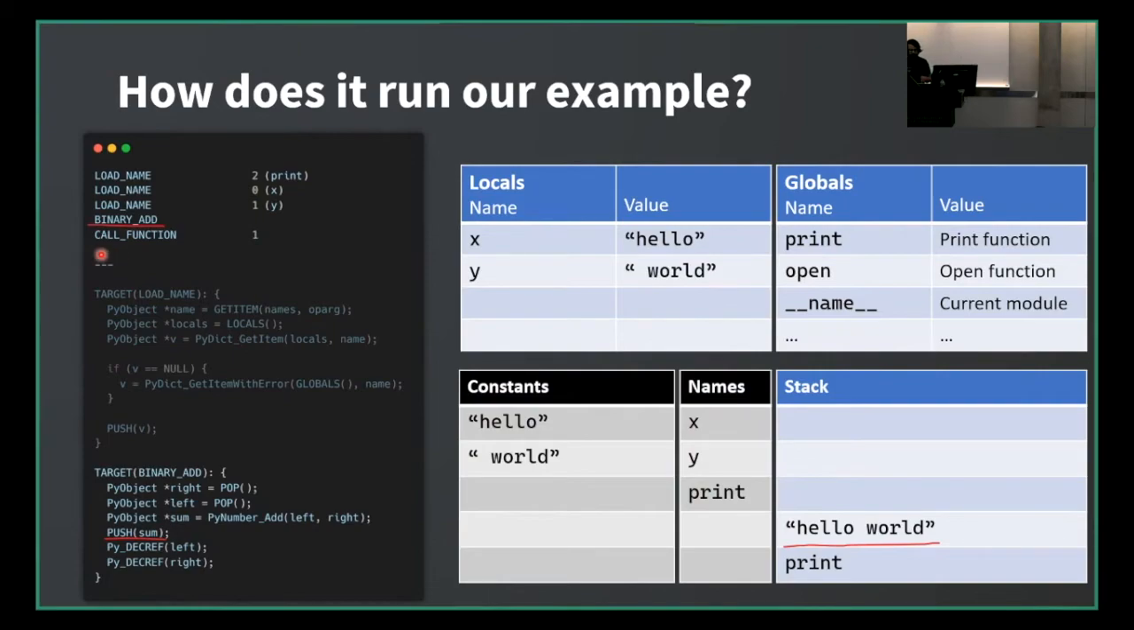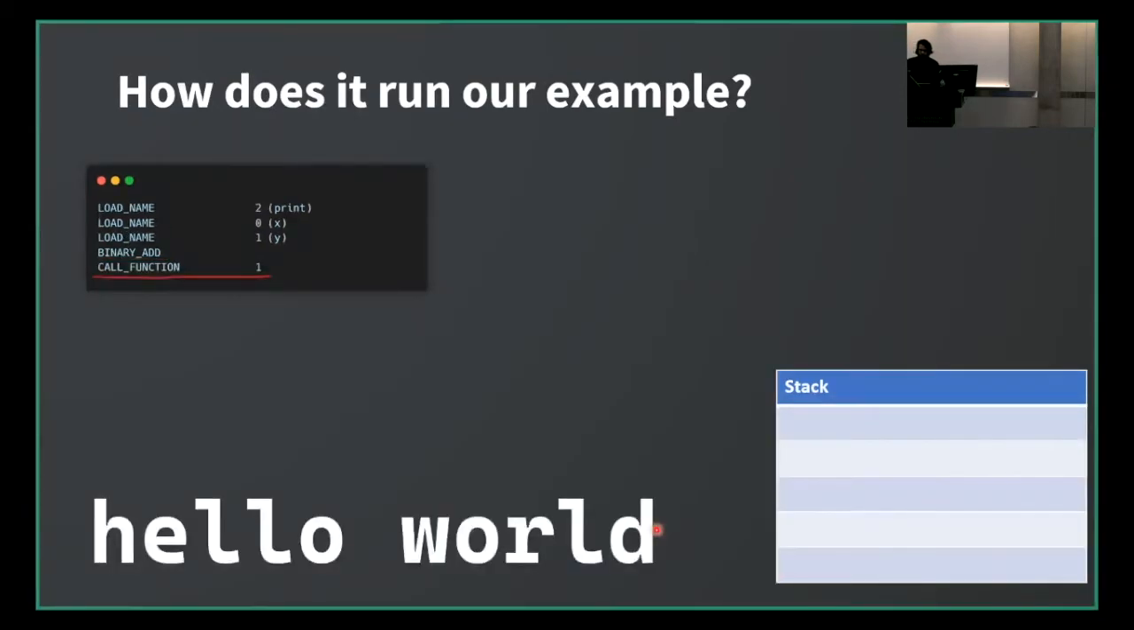So now the next opcode we're going to execute is call function with the argument 1. And the argument to call function is how many arguments from the top of the stack you actually want to use. The code isn't here because call function has a pretty complex implementation, but basically you can think of it as popping off the arguments and then popping off the function and then just calling the function with the arguments. So once we run that last bit of code, it's going to give us hello world.